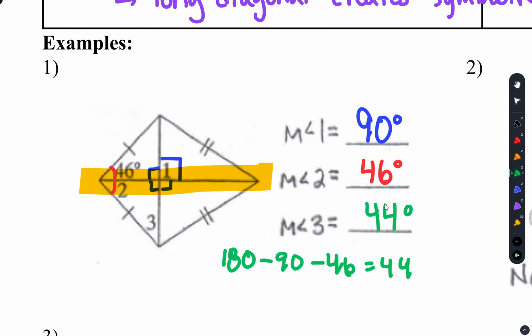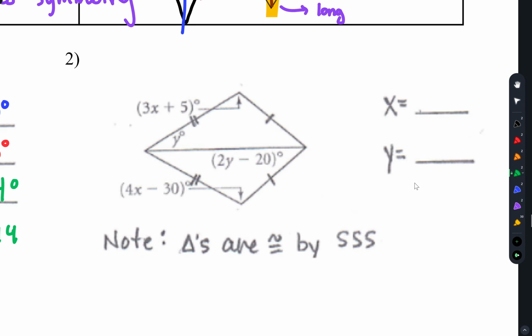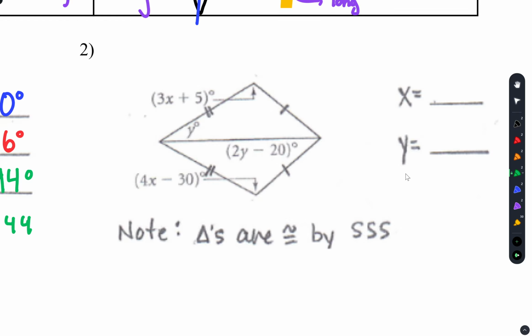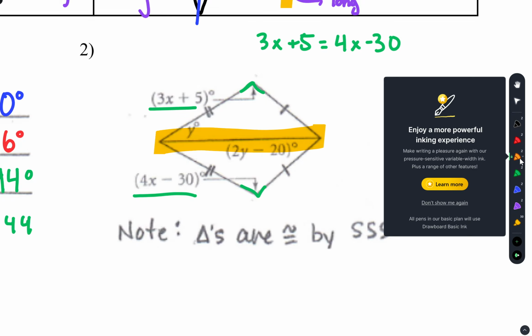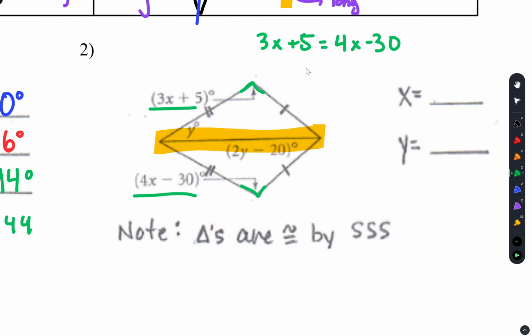Questions there? What about number 2? Oh no, I'm giving you away the answers. Can we do the x's first? What's our equation for the x's? Here and here. What's the relationship between this angle and this angle? Dahlia. They're equal. 3x plus 5 equals 4x minus 30. Those two opposites are congruent. We can tell. Here's my long diagonal once again. So this is 35 equals x.